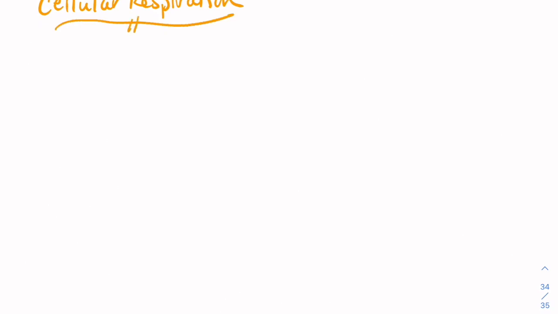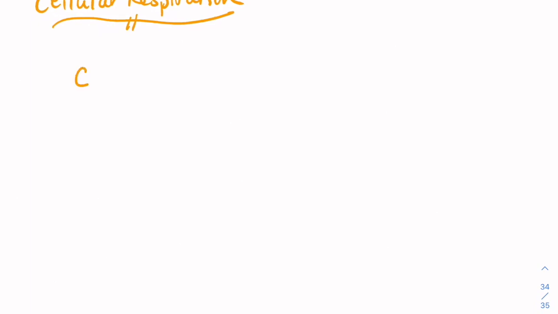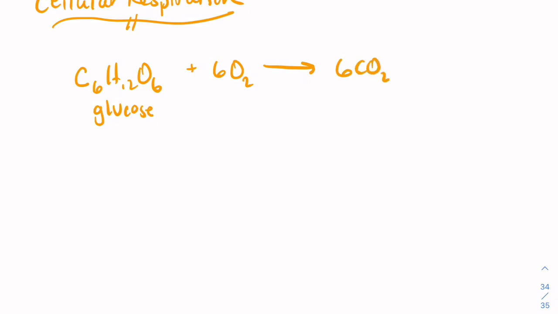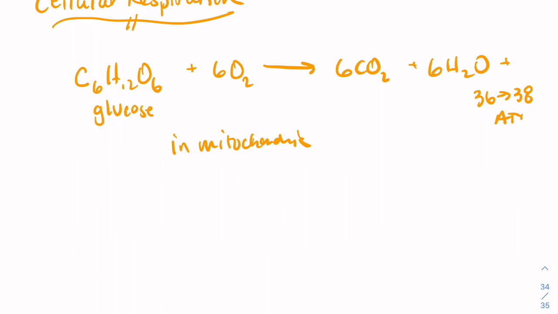The overall equation is represented by C6H12O6, which is glucose, being broken down, and then at the end, what is left of glucose combines with a bunch of oxygen and we spit out 6 CO2 and 6 H2O, 6 water molecules. All right, so we've seen this 100 times before, and you already had an exam on it. So this is done in the mitochondria. Oh yeah, and we get 36 to 38 ATP out of that from 1 molecule of glucose.